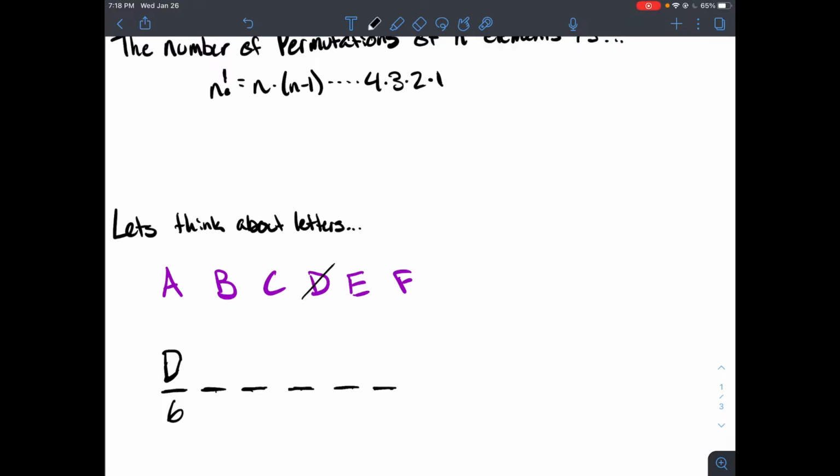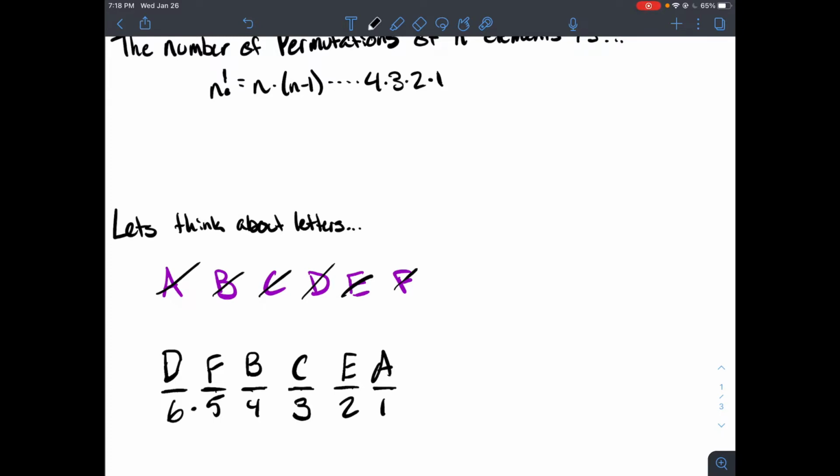So now how many options do I have? I have 5 options, and I'm going to say F. Now I have 4 options. Use B. 3 options. Oh, that's a C. So we have 3 options here. For this slot, we have 2 options. I'll use E. Lastly, we have 1 option, and that is A.